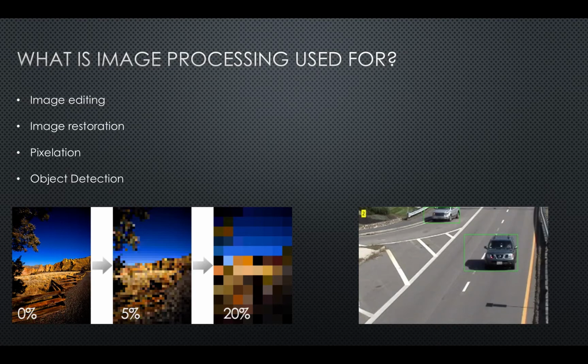Image processing is also used in object detection because it deals with detecting anything from people to cars, road signs, and even buildings in images and videos. As you can tell from the image on the right, the vehicle is being detected by an image processing system.